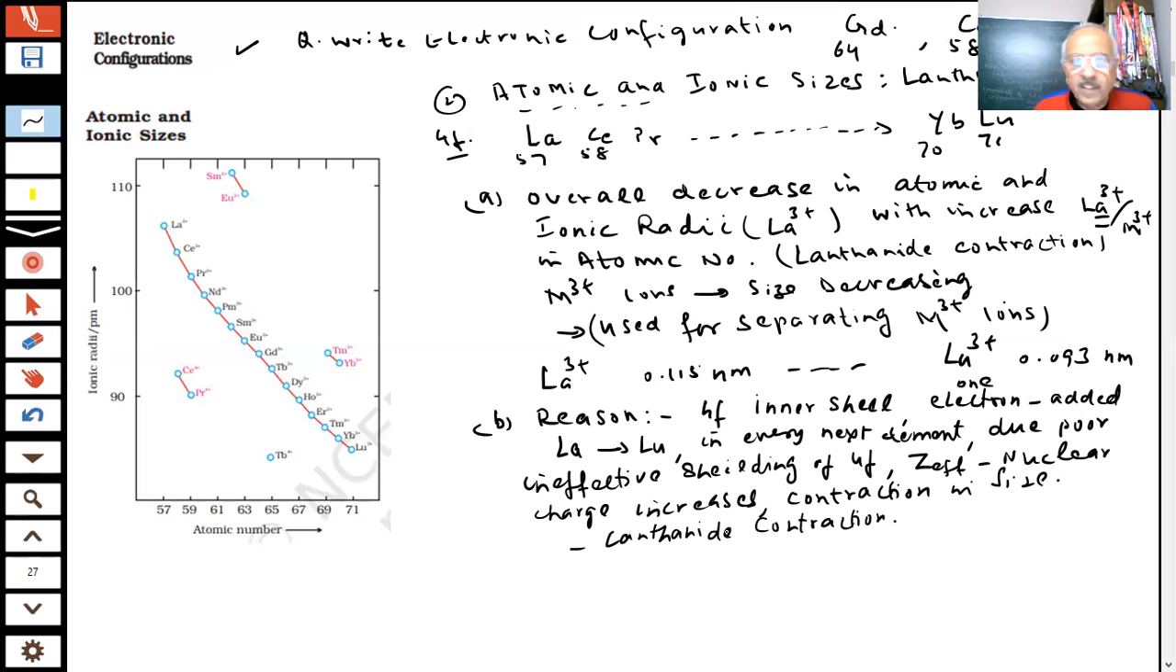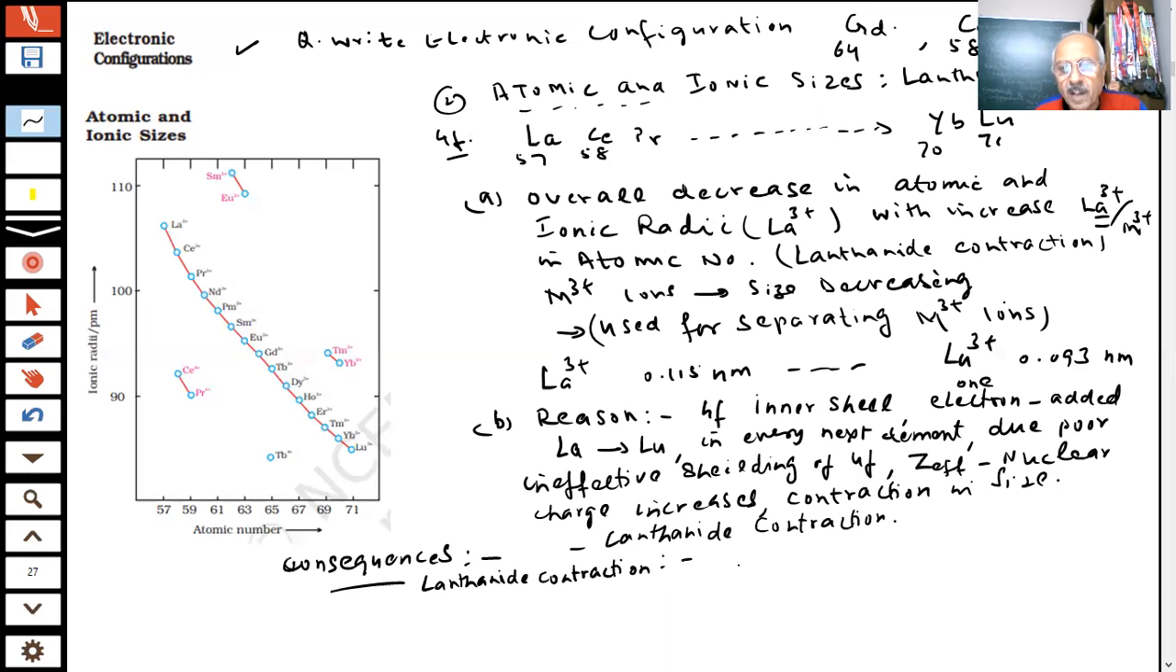So the result of this, what is the consequence of this, student? What are the consequences of this? I'm talking of what are the consequences of lanthanide contraction. Can you tell me what are the consequences?